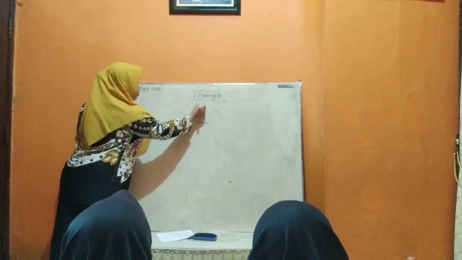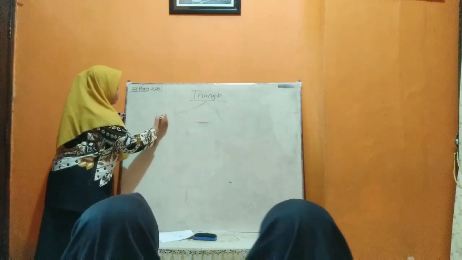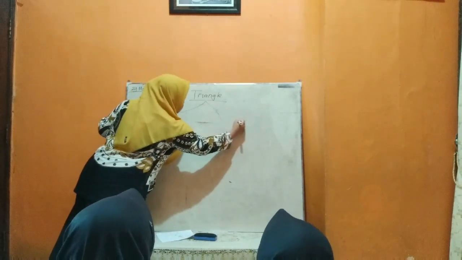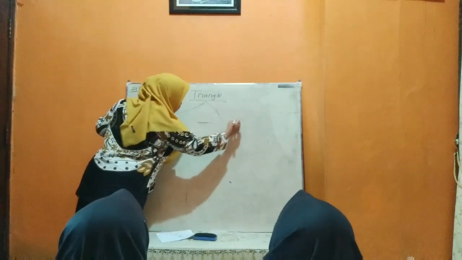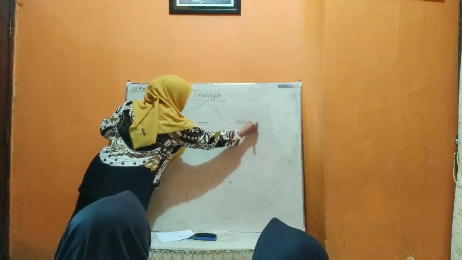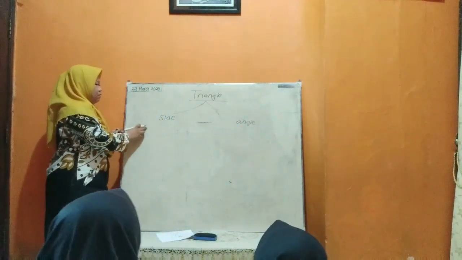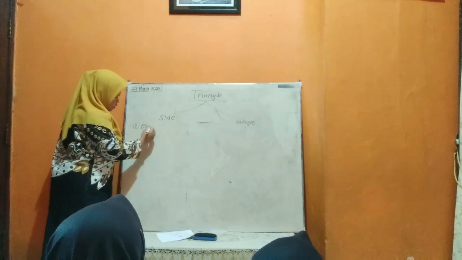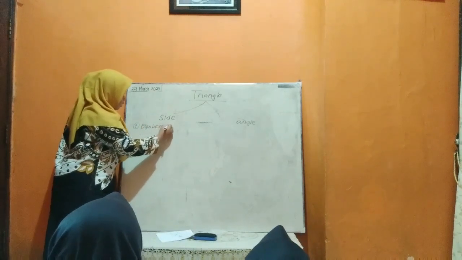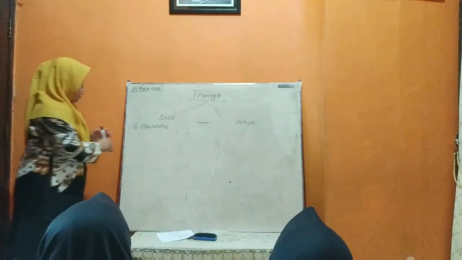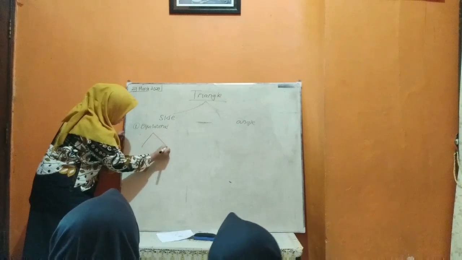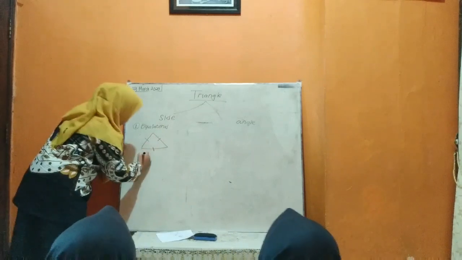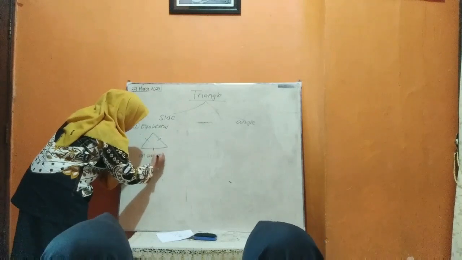Triangle is divided by 2. The first is by side and the second is by angle. The side is divided by 3. The first is equilateral triangle. Equilateral is like this. All sides are equal.